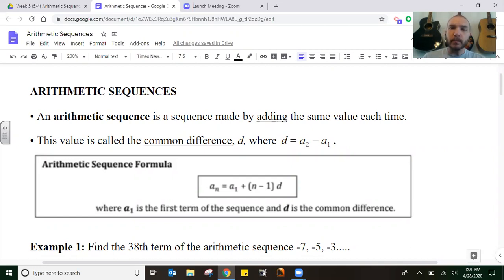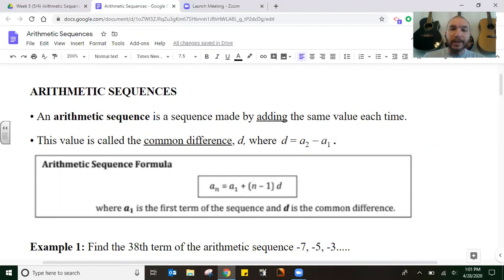The value that gets added or subtracted the same every time is called our common difference, and we're going to label that D. And you can easily find that by subtracting a sub 2, which is our second term, minus a sub 1, which is our first term. And you don't have to check it every single time. If it tells you it's an arithmetic sequence, we know that D does exist, so we really only have to find it that one time.